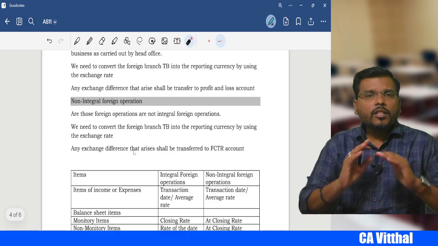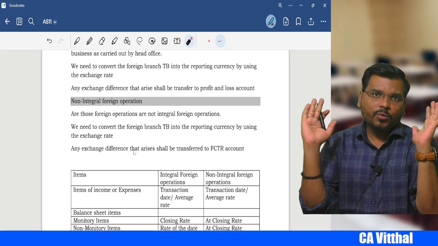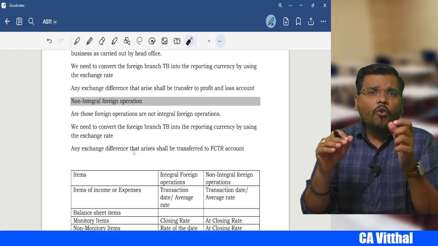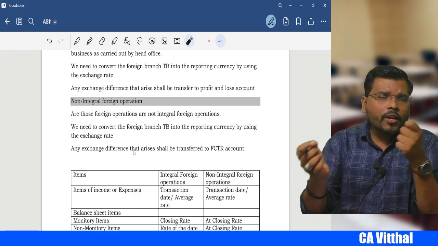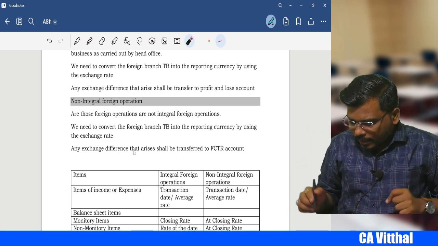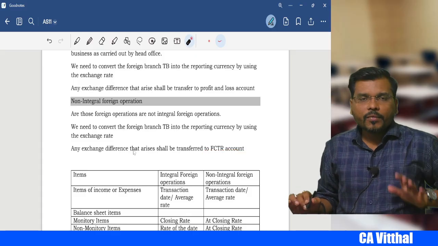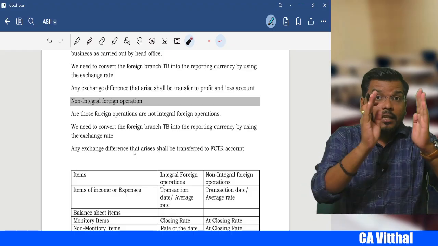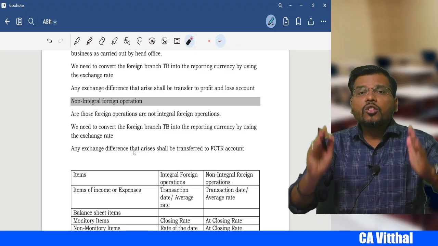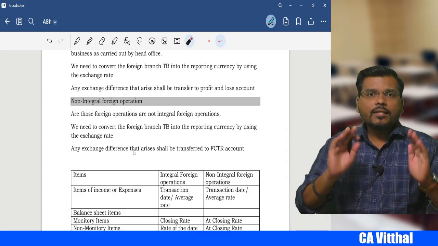right? Okay, same thing, a non-integral foreign operation does not carry the same or similar business as carried by the HO. Now if there is any exchange difference when you translate the foreign currency TB into Indian currency, the reporting currency, that time there will be some exchange difference. That exchange difference will be transferred to foreign currency translation reserve account. Is that clear? I repeat, my dear student: if it is an integral foreign operation, we have to transfer the exchange difference to profit and loss account. If it is a non-integral operation, we need to transfer the exchange difference to foreign currency translation reserve account.